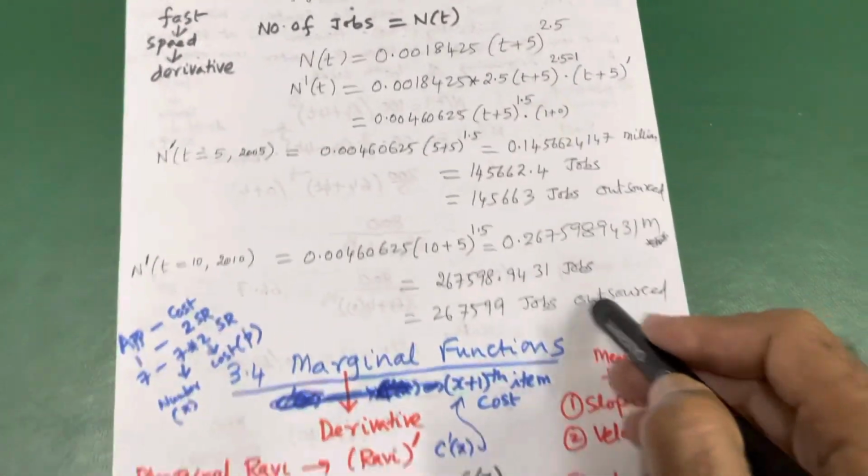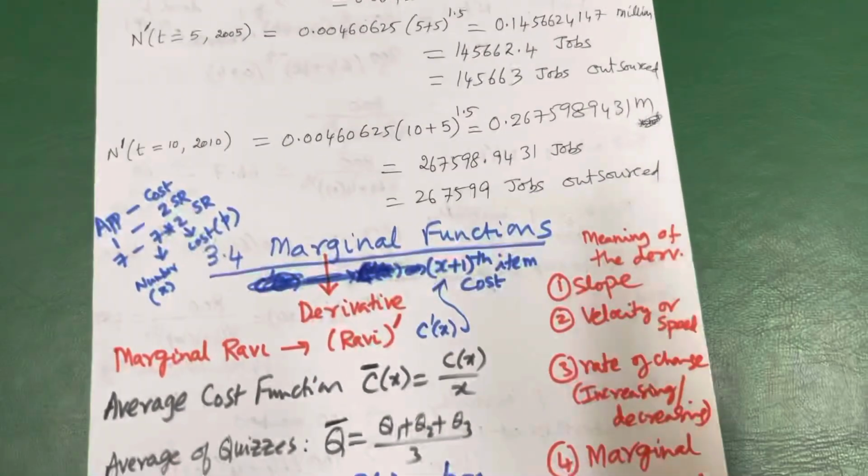So this finishes the chain rule. The marginal function, you need another separate video for this. I will do it.